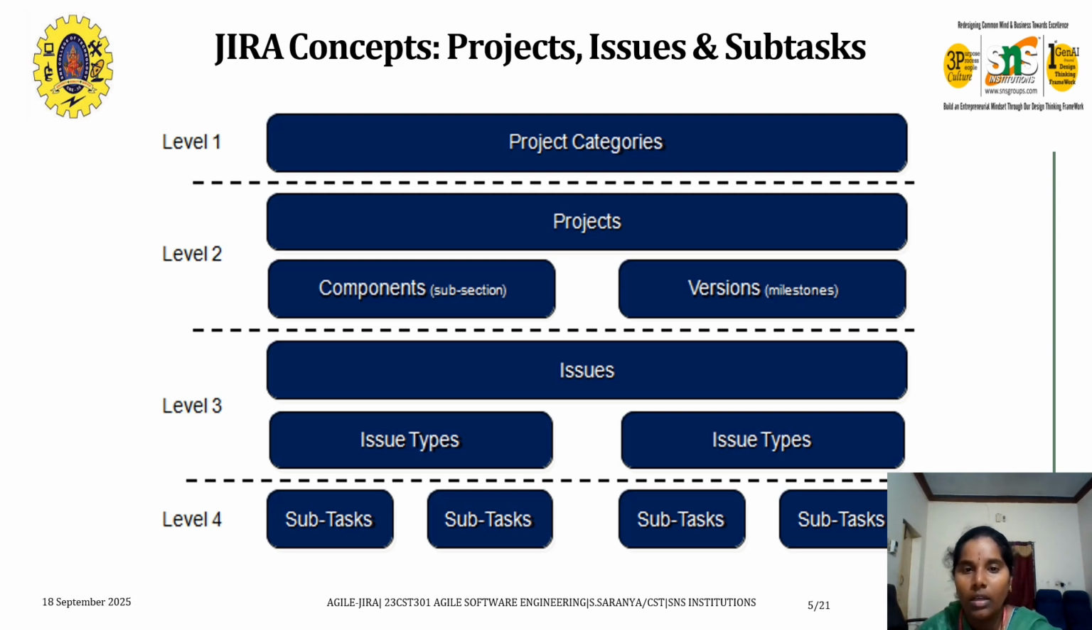The first one is project categories, the second one is project components and versions, the third one is issues and issue types, and level 4 is the subtask process. First of all, we discuss the four main sections of the Jira concept. The first one is roadmap, the second one is backlog, the third one is board, and the fourth one is code.